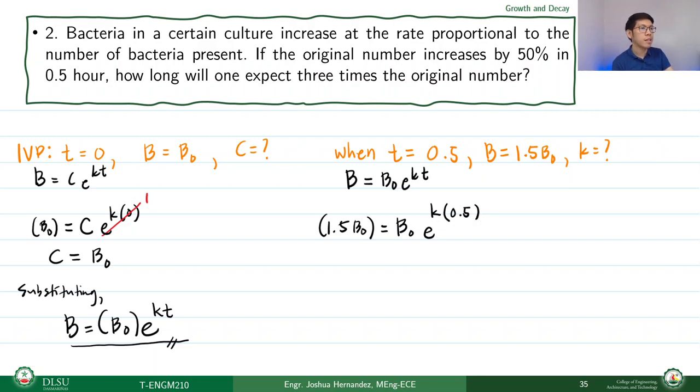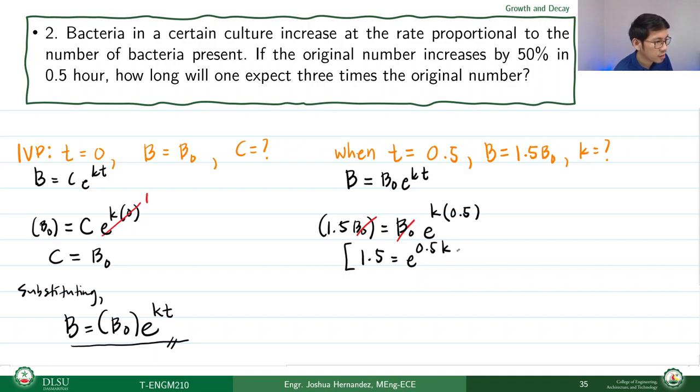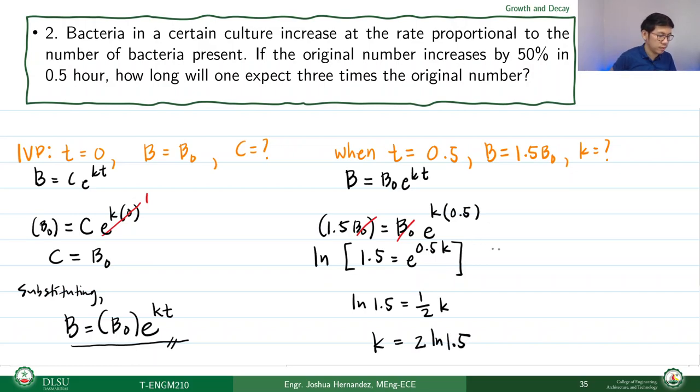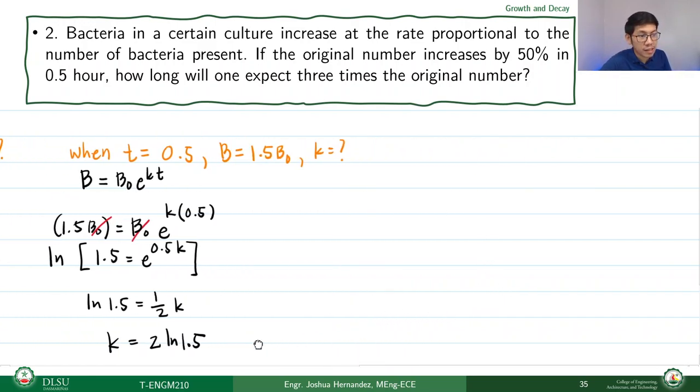Yan. You can clearly see here that B naught cancels out. And we have 1.5 equals e raised to 0.5 K. You can ln both sides. At magkakaroon tayo ng ln 1.5 equals 1/2 K, or K equals 2 ln 1.5. Tama? Yan. So, nakuha na natin si C, nakuha na natin si K.